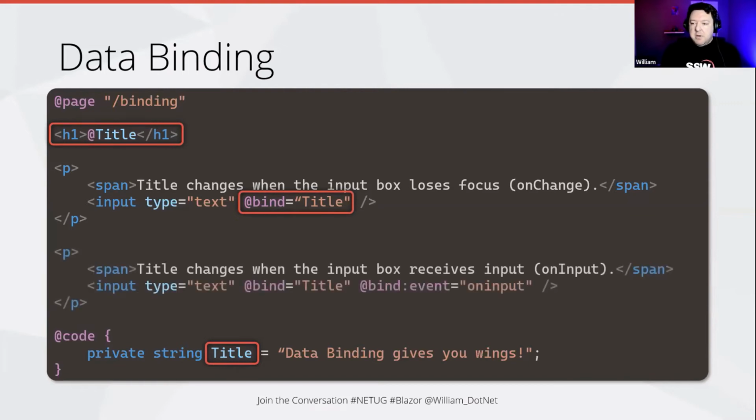To make it a little bit more useful, the default change event is called onChange, but we might want to reflect the change on each keystroke. So we can bind the title value based on the onInput event. Instead of onChange, we can use onInput. We specify this with the colon event and supply the event we want to bind on. That gives us that two-way binding.